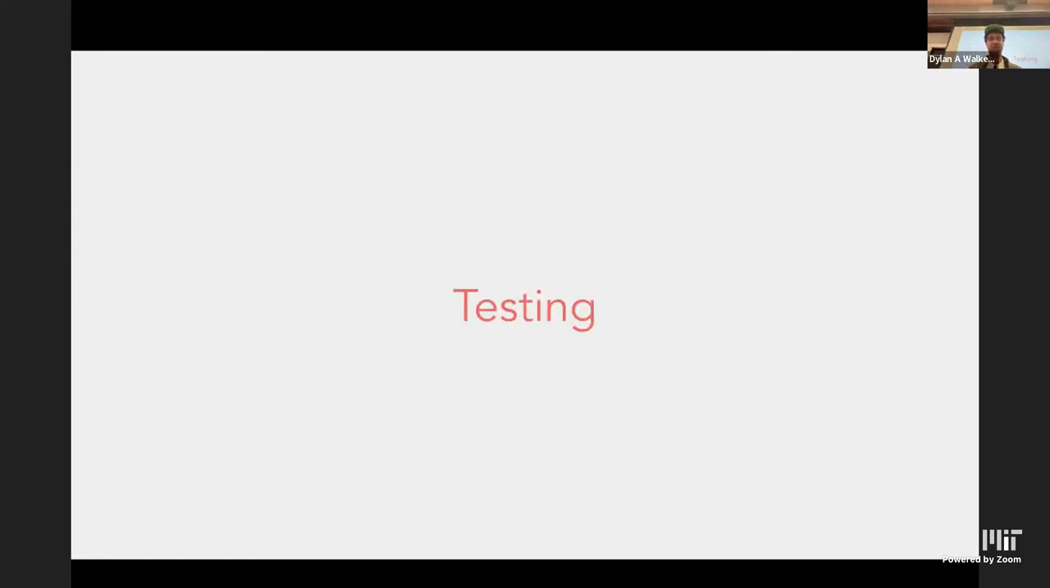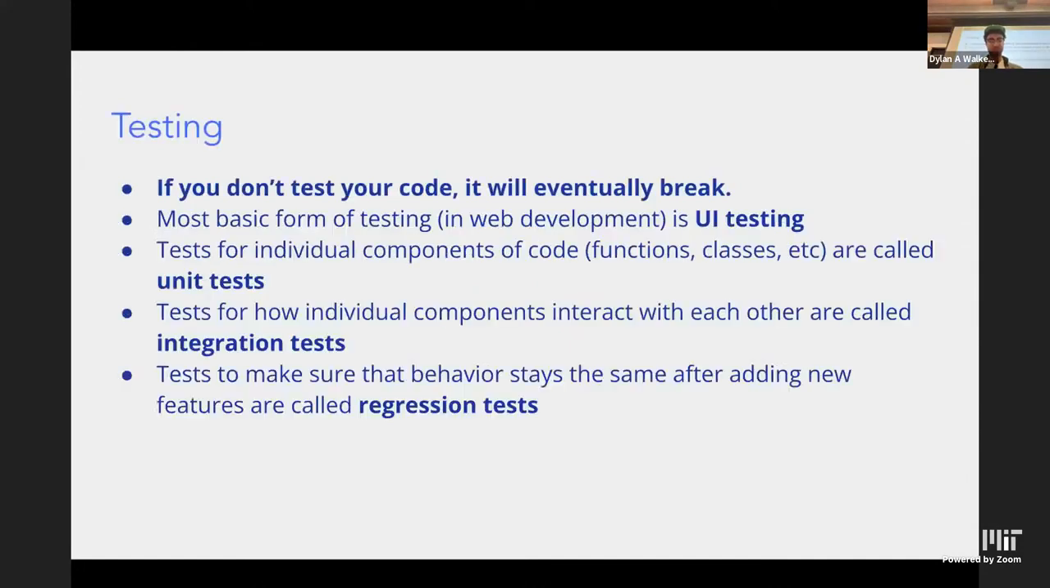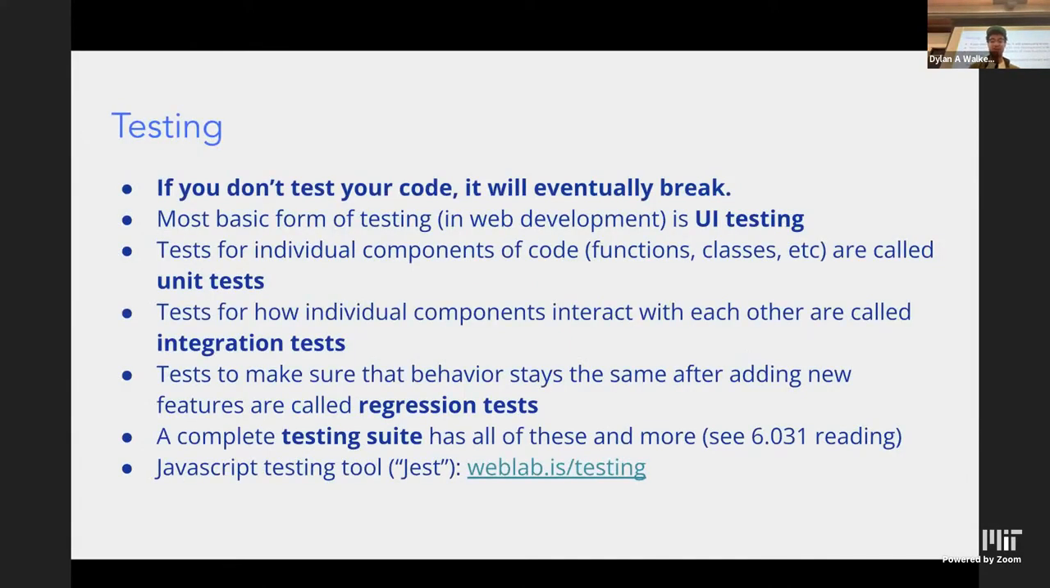Now we're moving on to testing. This is basically just one slide explaining the different types of testing. So we'll put all these here. The main thing is, if you don't test your code, it will eventually break. That's just how it is, if you keep adding features, it will eventually break. Things will get deprecated, like a different library that you use, and people will find vulnerabilities in your code.